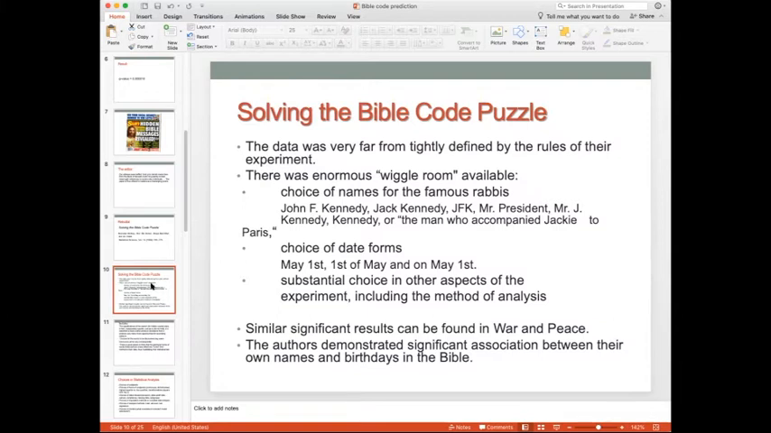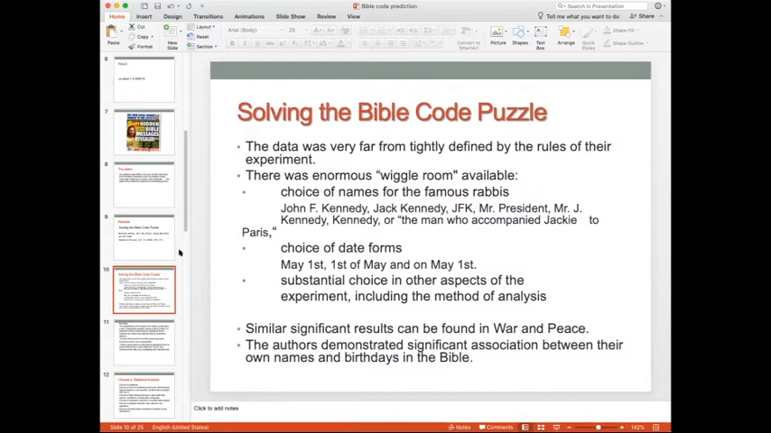Okay, so this paper said the data was very far from tightly defined by the rules of their experiment. So there was enormous wiggle room available. For example, in the choice of names of the famous rabbis, it turned out that the Hebrew language seems to be a very flexible language. They have many ways to say the same thing.